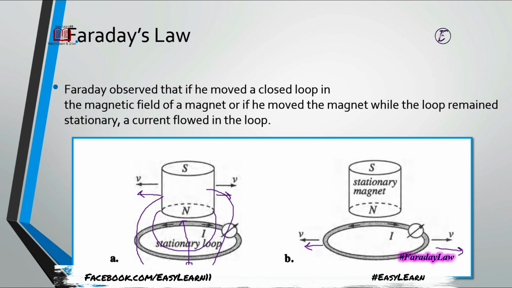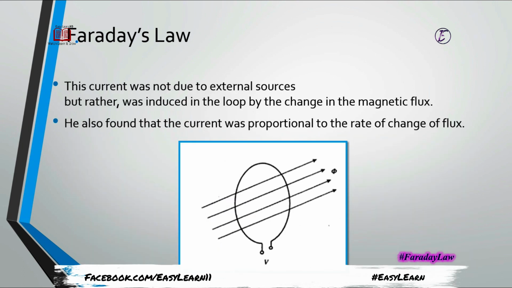In both cases, he noticed that the direction of the current is noted by the galvanometer. The deflection is recorded on the galvanometer. So Faraday claimed that the current was not due to external sources, meaning not due to wireless transfer of electric current into the loop. No, this is not wireless transmission. It is actually induced in the loop due to the change in magnetic flux.